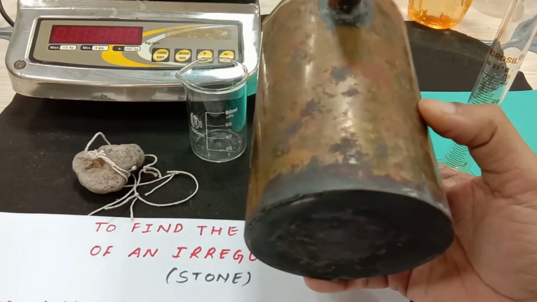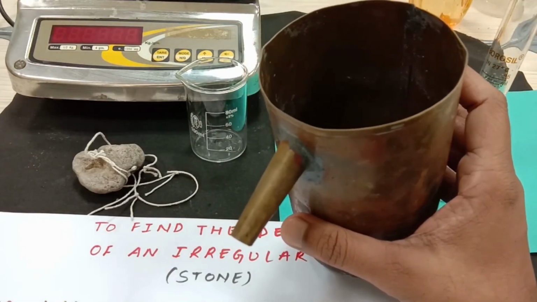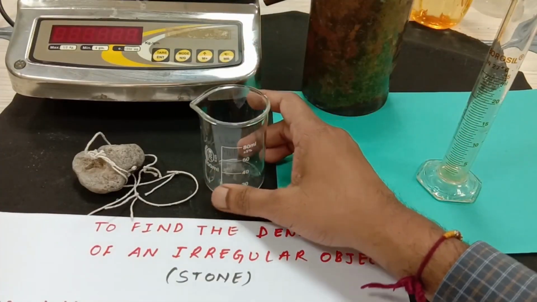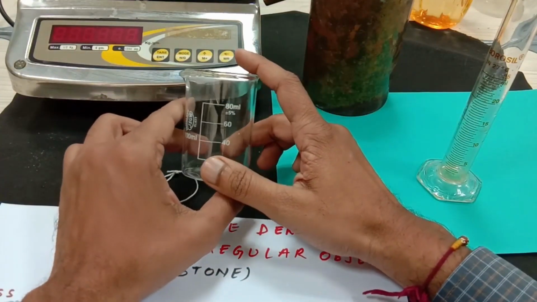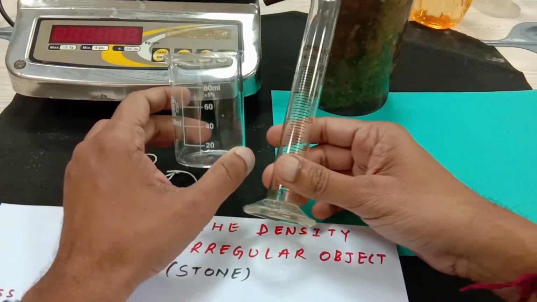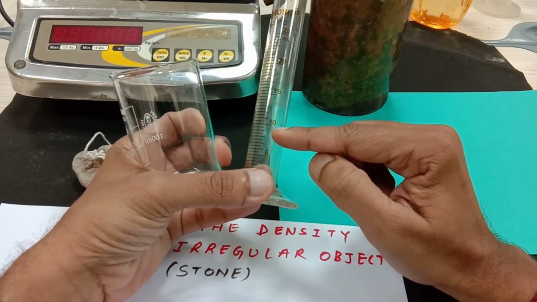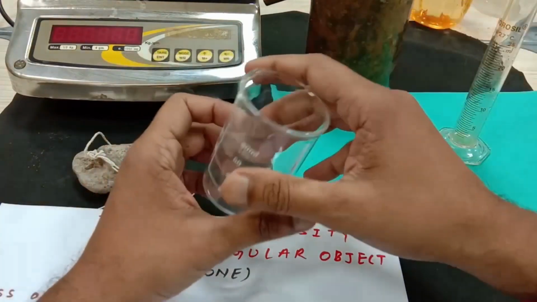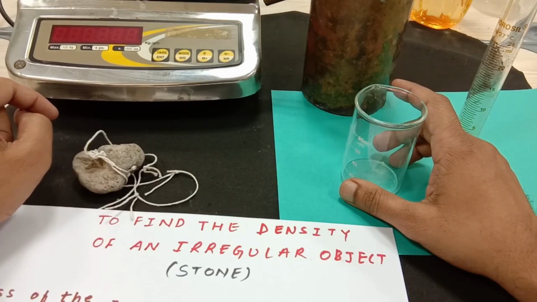As you can see, this Eureka can doesn't have any kind of graduations, right? So other things that we require is a small beaker with graduation. Now I also have a measuring cylinder which has more graduations on it, so I can measure the accurate volume. And to measure the mass I require an electronic balance.